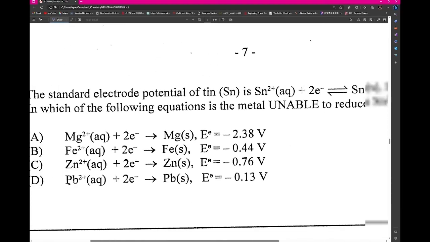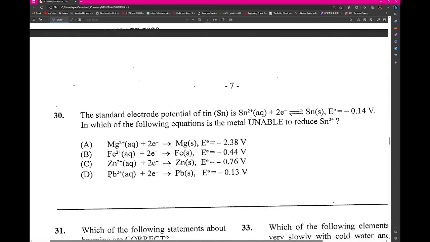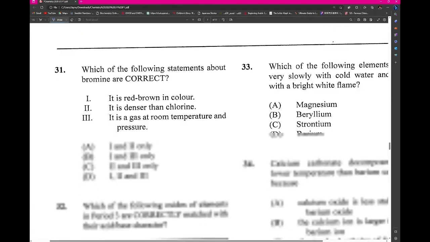Here now the standard electrode potential of tin, right? Is that the EMF is here, right? So looking at what is unable to reduce tin. So if it has a more positive value, it's going to be unable to reduce tin, right? So these are all more negative than it. So D should be fine.